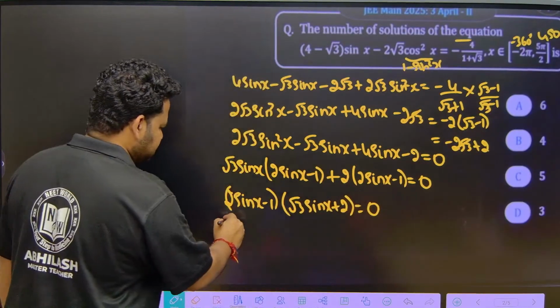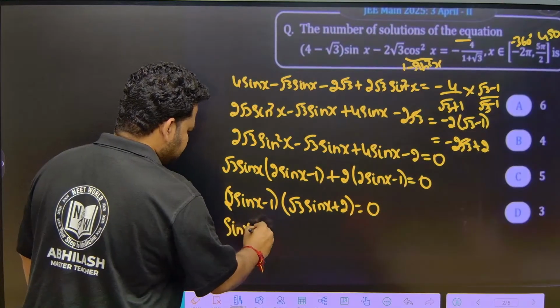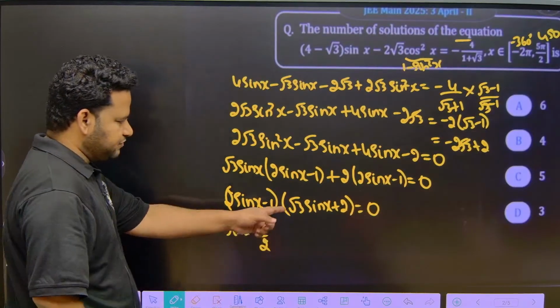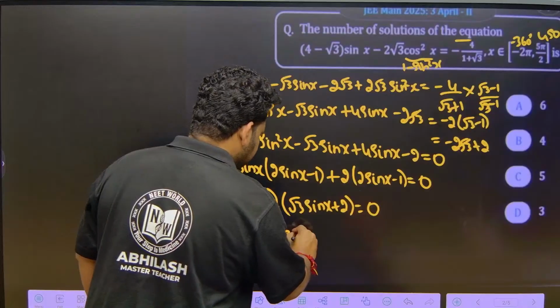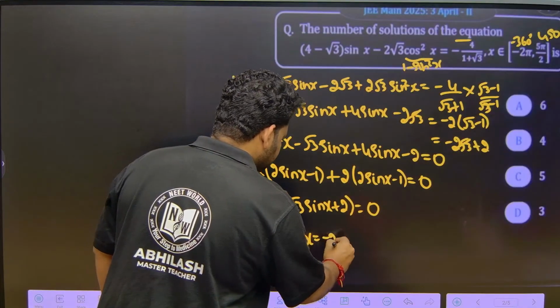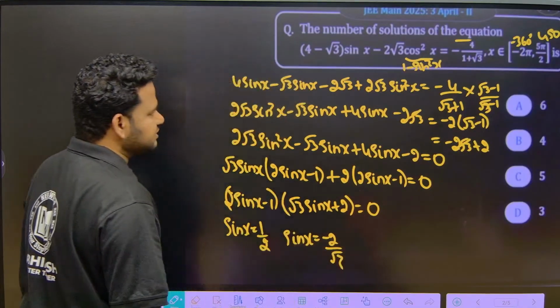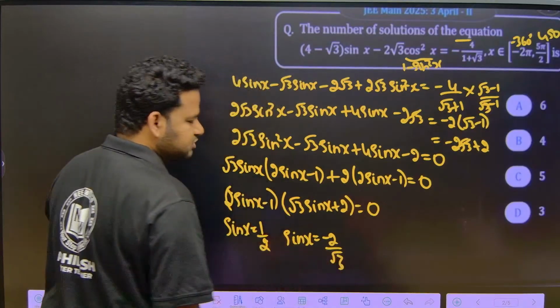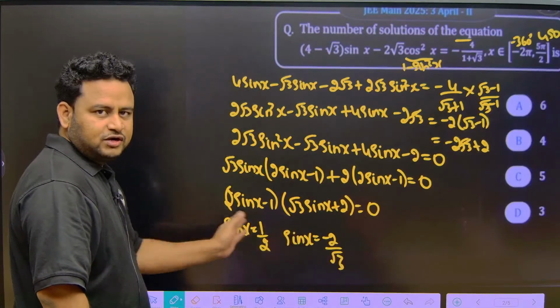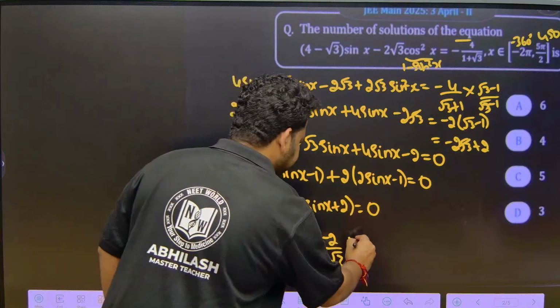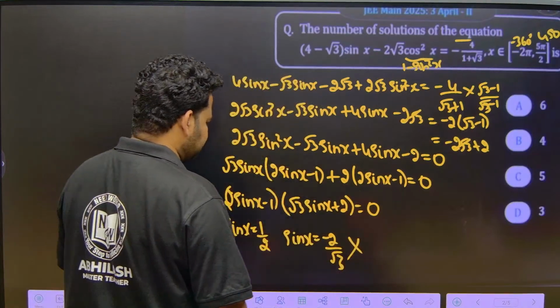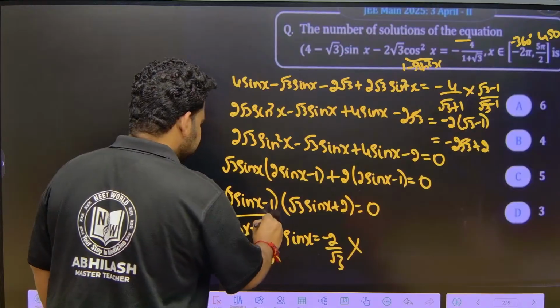Now sin x will be equal to 1 by 2. Now what do we have here? Sin x will be equal to minus 2 by root 3. The range of sin x is what, friends? The range of sin x is minus 1 to plus 1, but this is going beyond minus 1. So this one I cannot take. You can only take this one. Sin x is equal to 1 by 2.